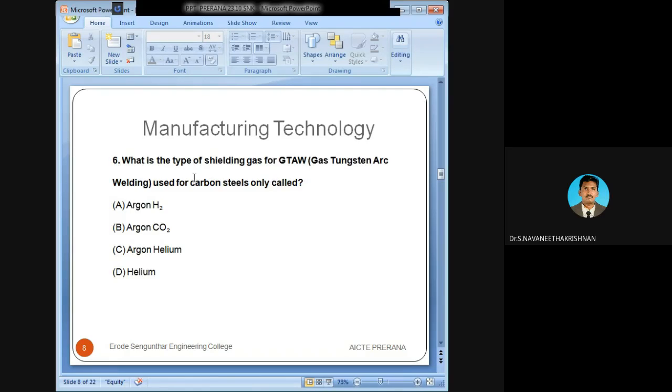The correct answer for this is argon carbon dioxide. So in gas tungsten arc welding, helium, neon, argon, krypton, xenon, radon are all called inert gases. So argon and carbon dioxide is used as the shielding gas for gas tungsten arc welding for joining carbon steel material. Okay.